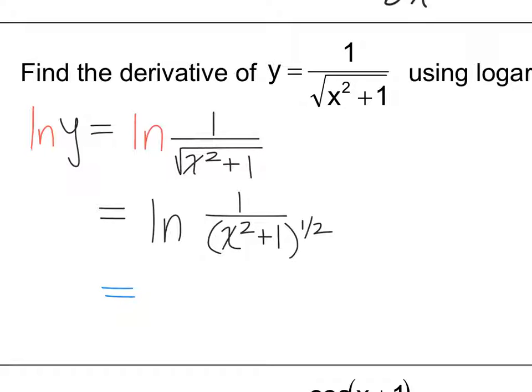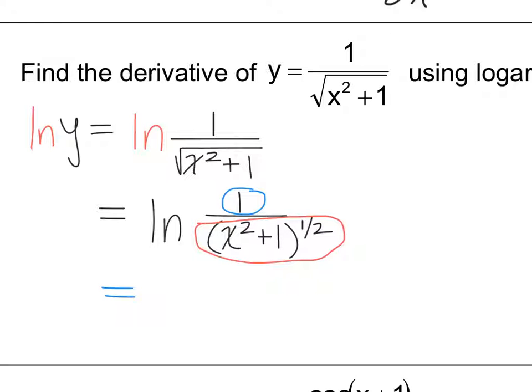Could you just put that to the negative 1/2? You could, but I'm going to do it this way just to show the log properties. All right, but also negative 1/2 would work too. All right, so we have the natural log of 1 divided by the natural log of all this other funny business here.